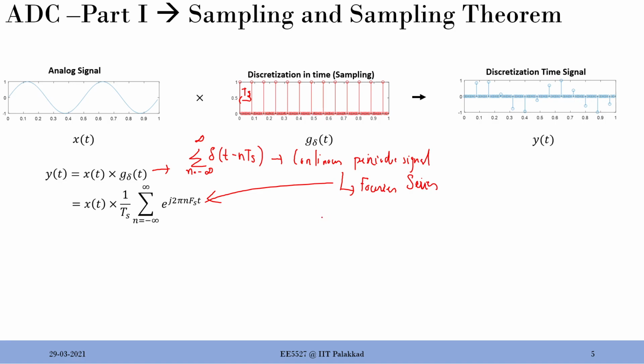So basically, if you remember, the general expression for Fourier series. Let's take some signal, in this case g delta of t. This is a continuous periodic signal, so we should be able to express it in terms of a Fourier series, right? So it is the sum from minus infinity to plus infinity of Cn, this is the exponential formula that I'm going to put, e raised to j 2 pi by Ts.